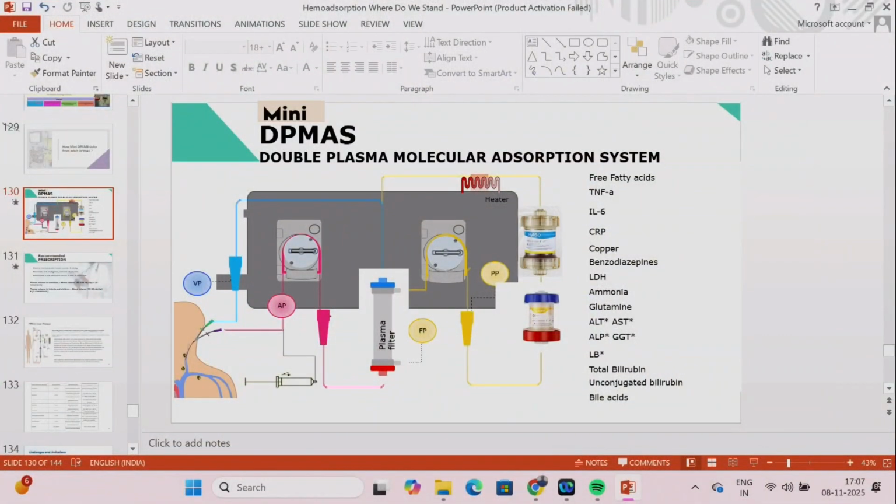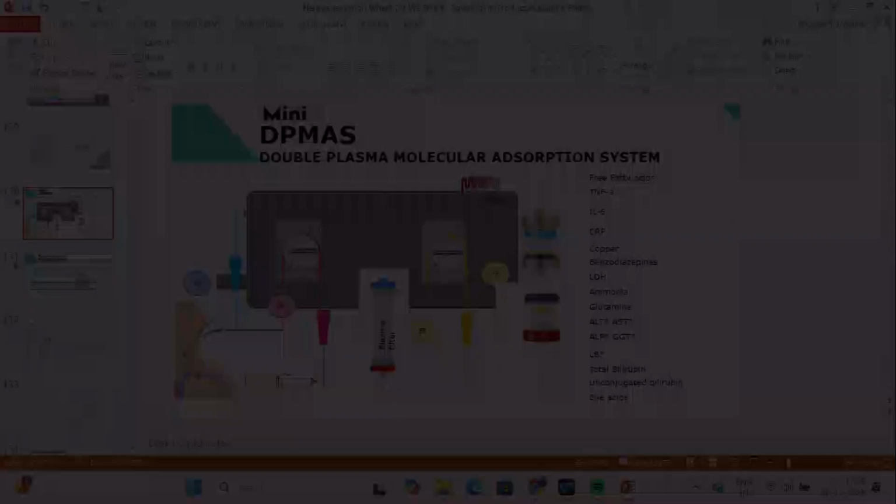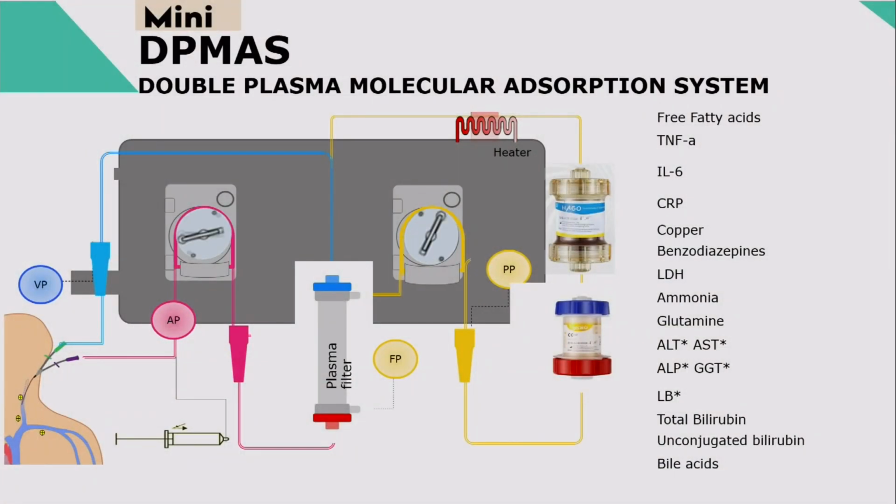So this is called mini DP mass. So this is liver failure. Okay, so this is how these things are taken care of. This is mini DP mass. So this is adsorption. If you remove the one cartridge, it becomes a detoxifier.